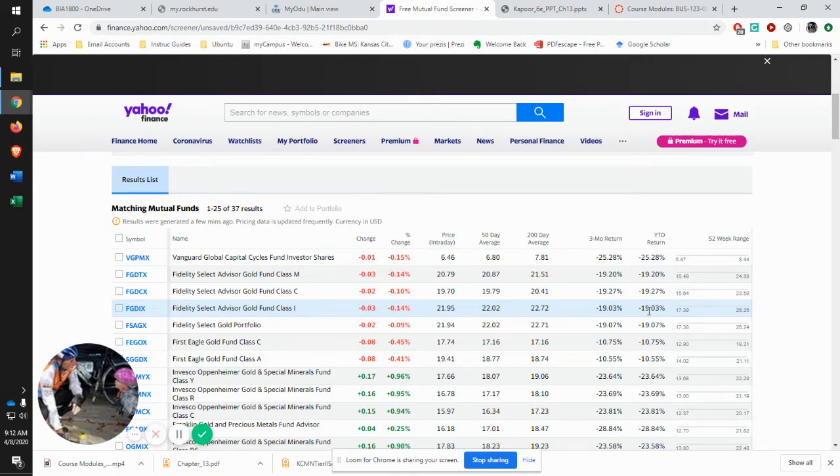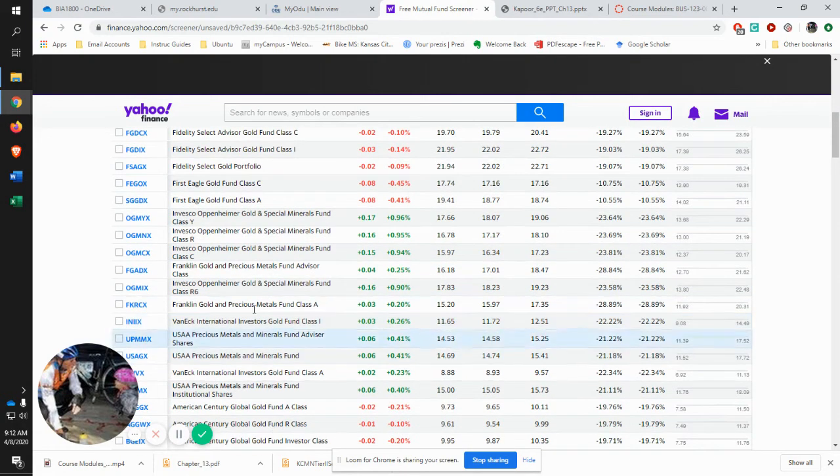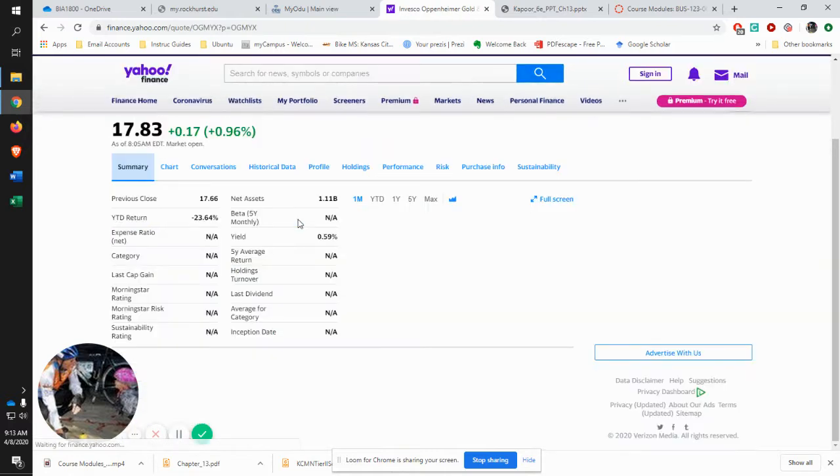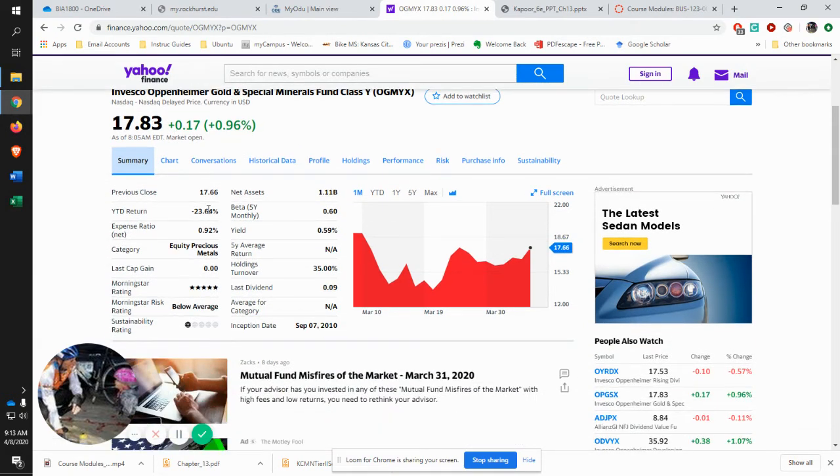So let's just pick one. Let's say we're looking at gold. I like gold. Okay, so let's see what's going on with this one here, the Invesco Oppenheimer Gold and Special Minerals Fund. Let's see what that has going on with it here. So what this is doing is it's saying right now it's trading for $17.83 a share. All right. You can see the year-to-date return. That's since January. The expense ratio, in other words, they're charging less than 1% as far as the expenses are concerned.